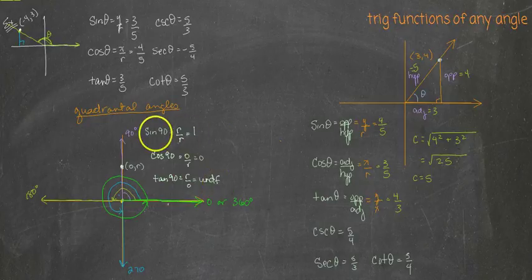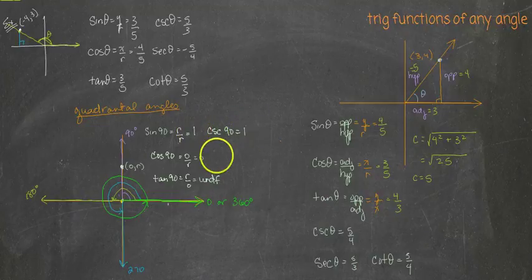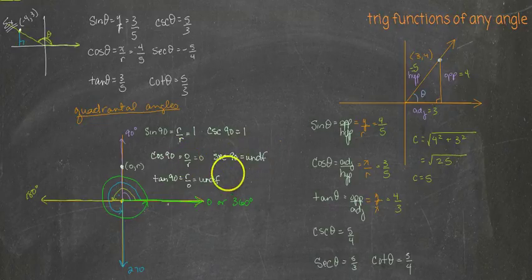The inverse is the same. Cosecant of 90 degrees would be 1, because the inverse of 1 is just 1. The secant of 90 degrees would be r over 0, undefined. And the cotangent of 90 degrees would be 0 over r, totally allowed, which equals 0. So for quadrantal angles, you have various combinations of 1, 0, and undefined.